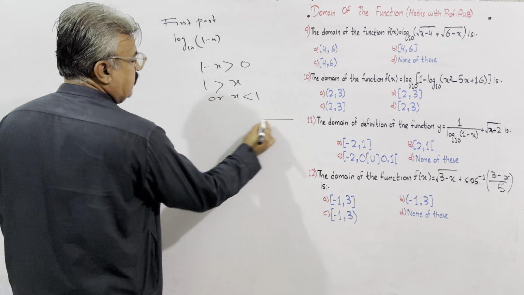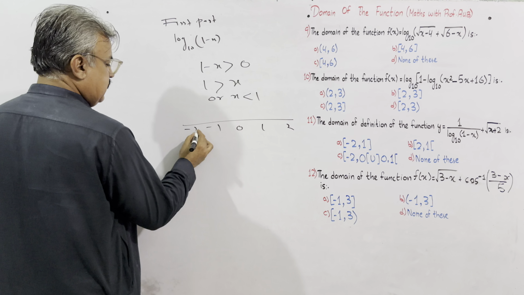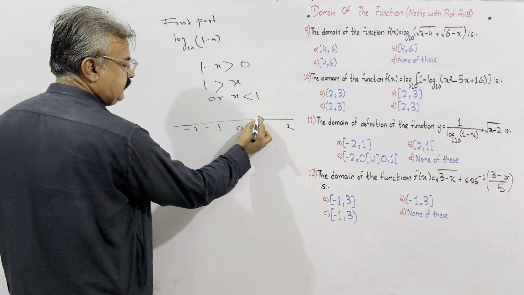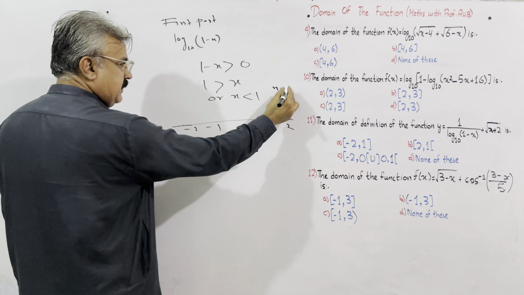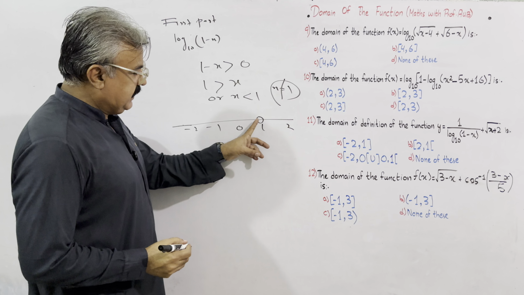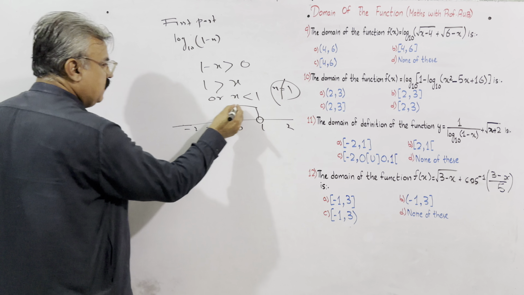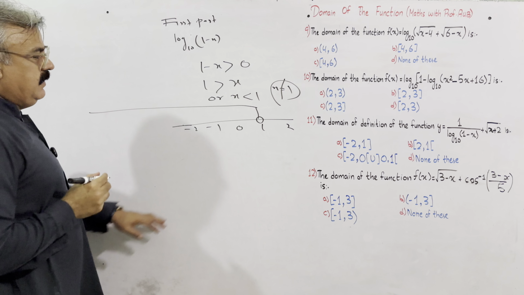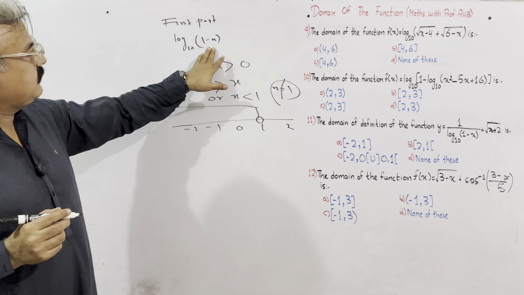Marking the origin, and 1, 2, minus 1, minus 2 on the line, x is less than 1. Equal is not mentioned, so 1 is excluded. Taking only x less than 1 means the left hand side of 1. All these values qualify for this log of 1 minus x.